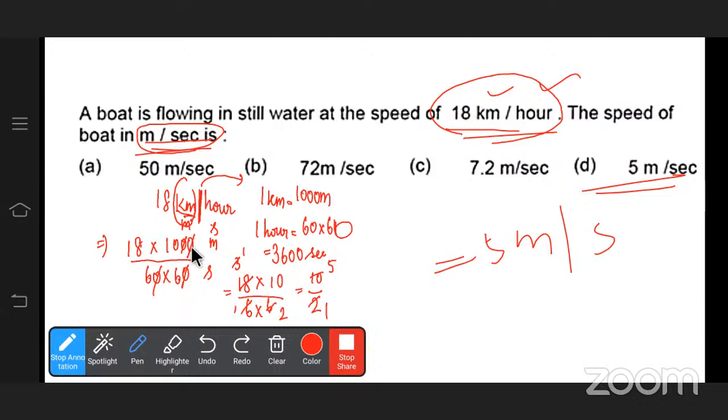So 1 0 gets cancelled here and another 0 gets cancelled here. What I am remaining is 18 into 10 divided by 6 into 6, right? So I'm cancelling it by 6 table. So 1 6 are 6, 3 6 are 18. Again I'm cancelling it by 3 table. 1 3s are 3, 2 3s are 6. So finally, what is remaining here? 10 by 2. So when 10 is divided by 2, we get 5. Understand, ma'am? Yes, ma'am. The answer is 5 meter per second. So all should copy it now. Write down.